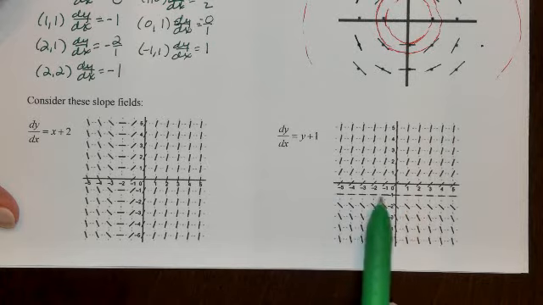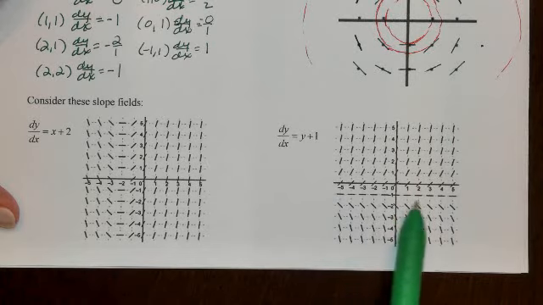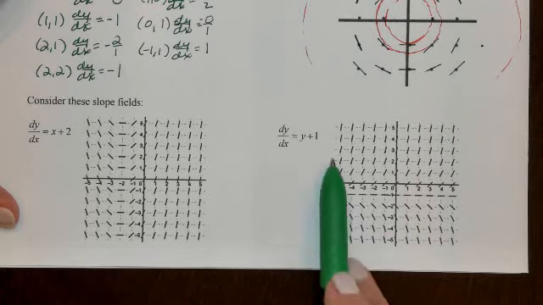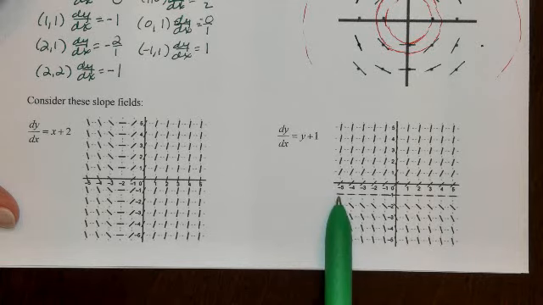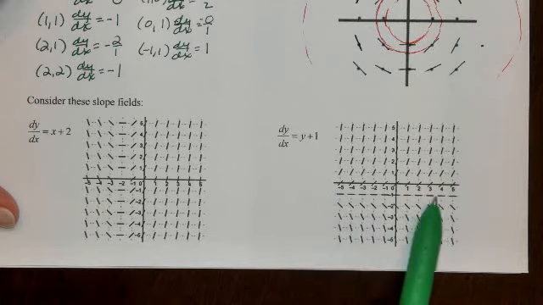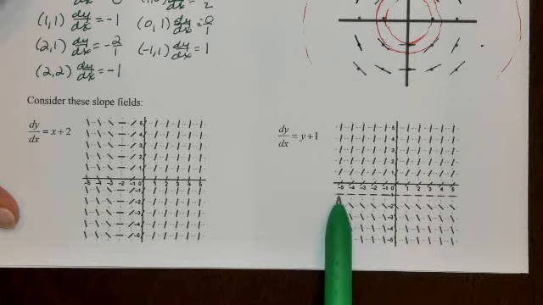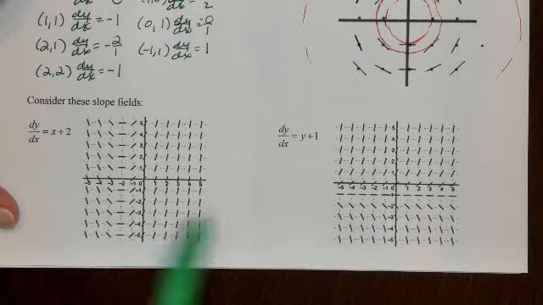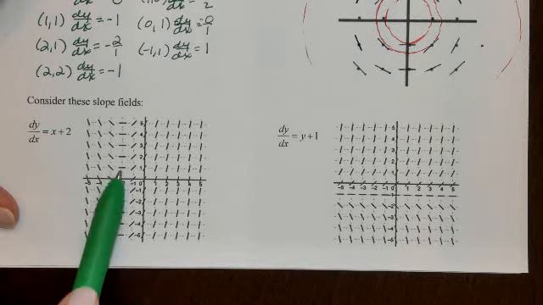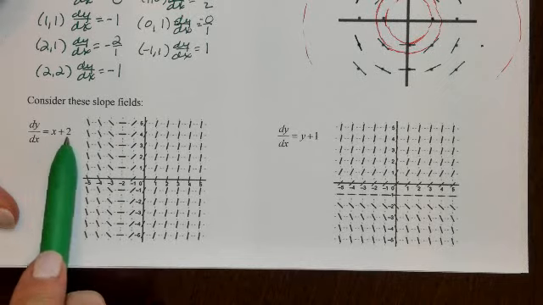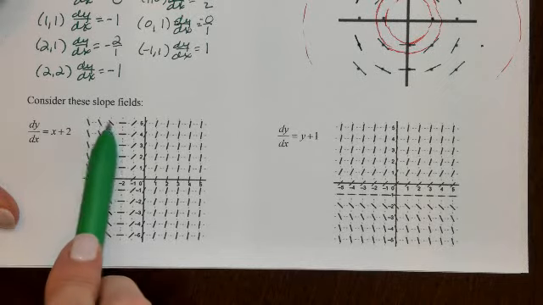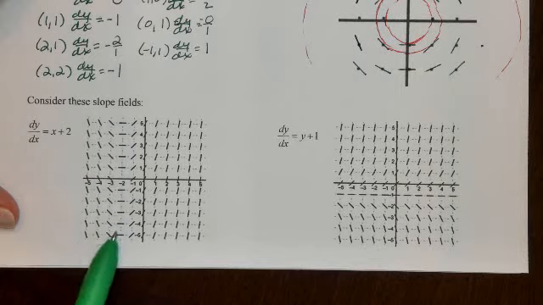Why is there a horizontal line at y equals negative 1? Well, if you put y is equal to negative 1 in, you get 0, so that each of these slopes is 0, right? Why are there horizontal lines here at x equals negative 2? Well, at x equals negative 2, the slopes will all be 0, right?